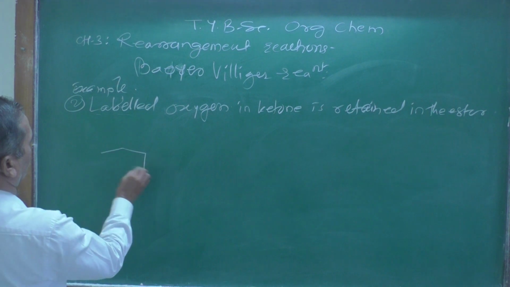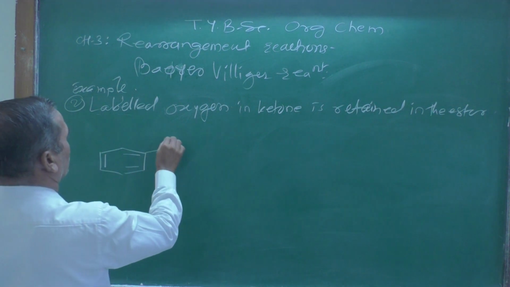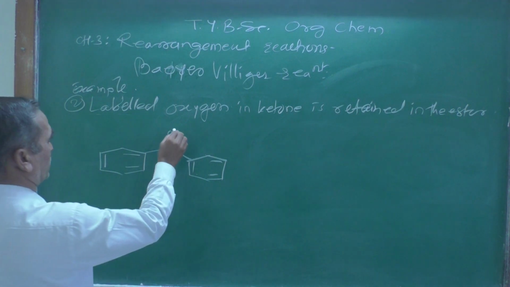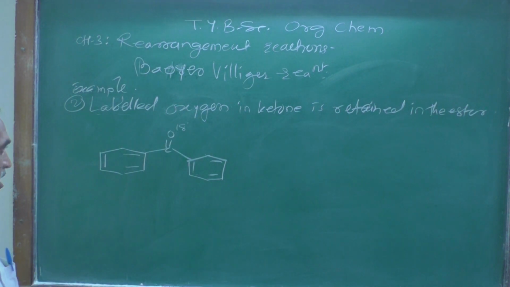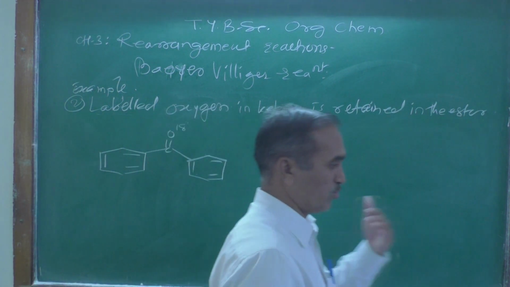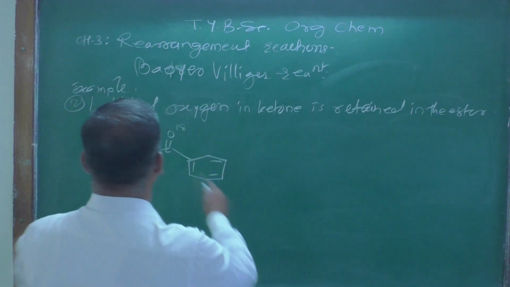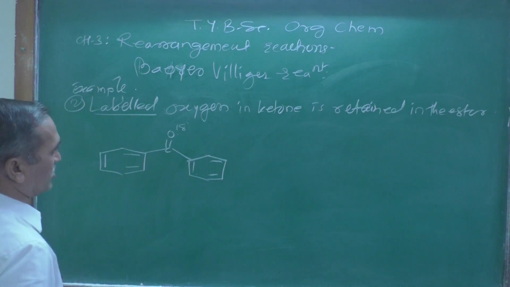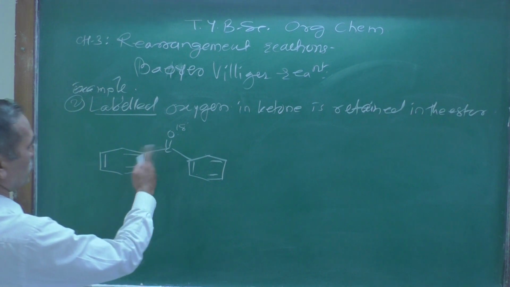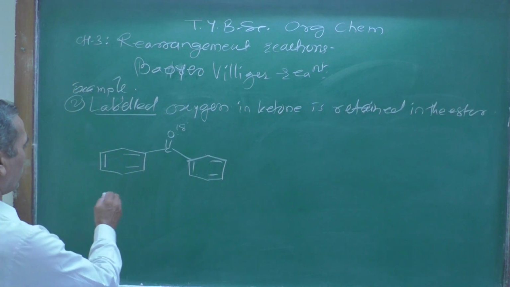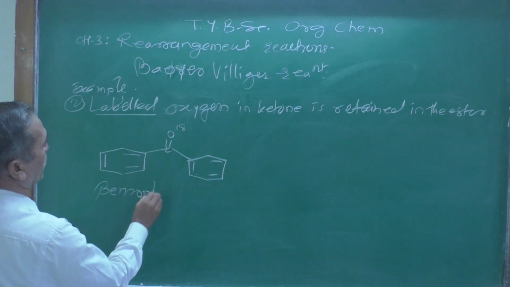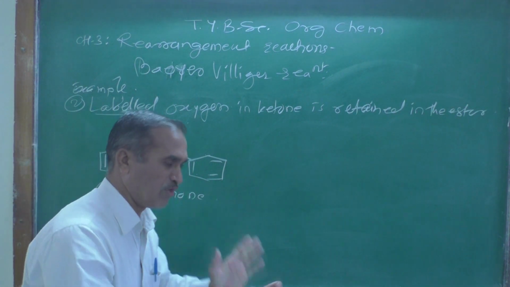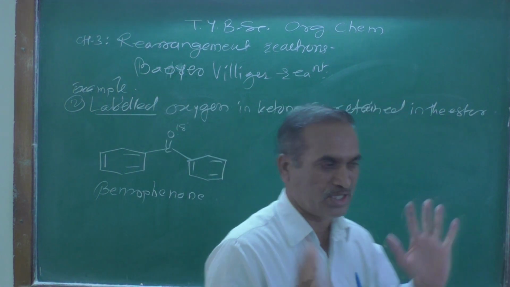Here we are going to use a symmetrical aromatic ketone, as we know, C double bond O. This is the aromatic ketone. I have taken labeling as an oxygen atom. Normally we do not mention the atomic mass 16, but when labeling experiments are done, then we have to mention that the atomic weight of that oxygen atom is 18. The name of this compound is benzophenone, right? This is labeled benzophenone. On both sides the phenyl groups are identical, so it is a symmetrical ketone.